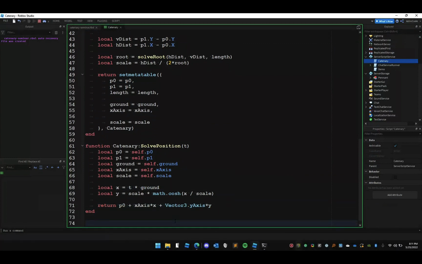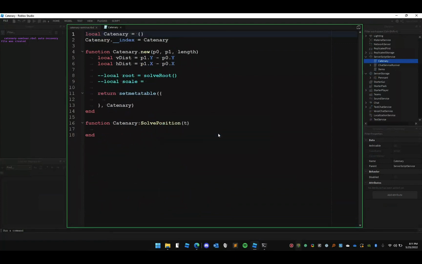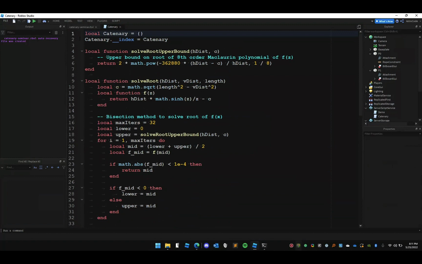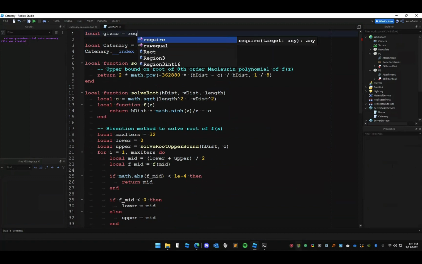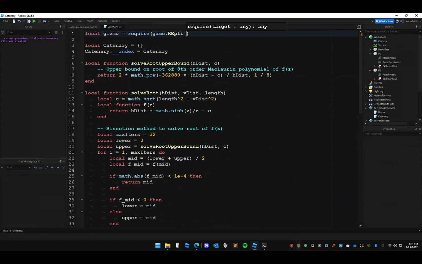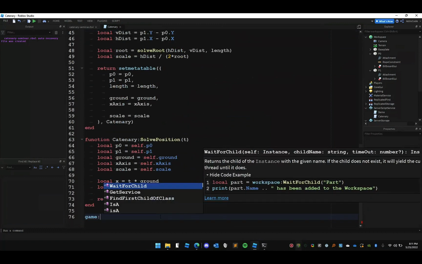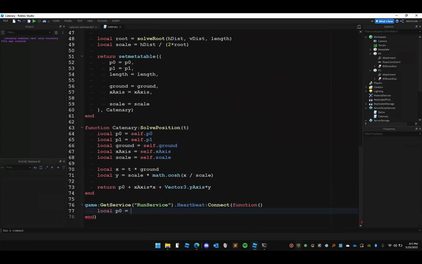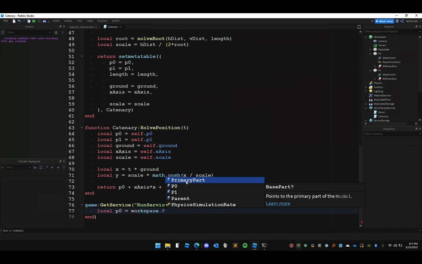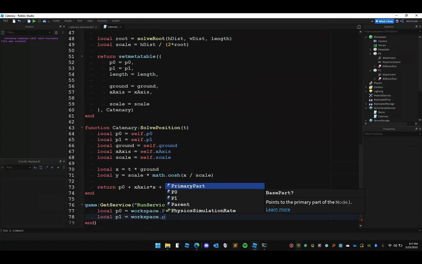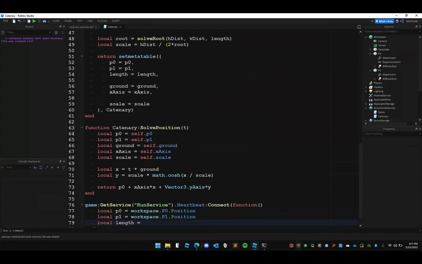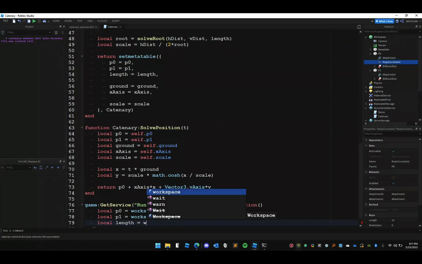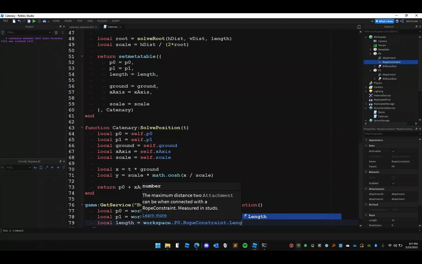Right, okay, so now let's test this. As I usually do, I'll import gizmo so we can create some visuals. So where did I put this? ReplicatedStorage.Gizmo. And then on heartbeat, we're going to need our p naught. So that's going to be the position of the part named p naught. And then for p1, we'll take the position of part 1. And then for the length of the rope, we'll take the length of the rope constraint.